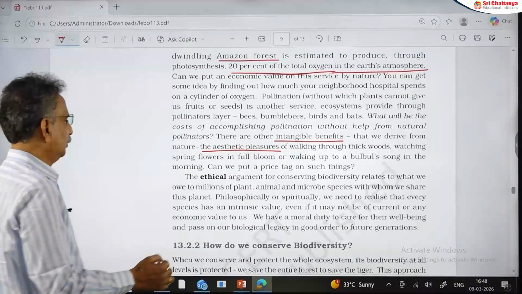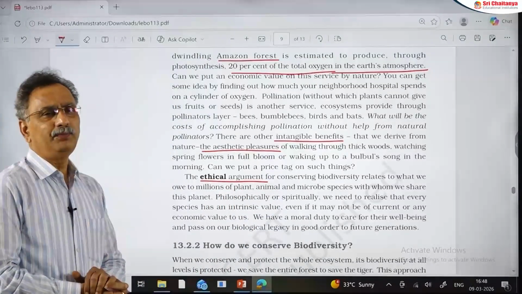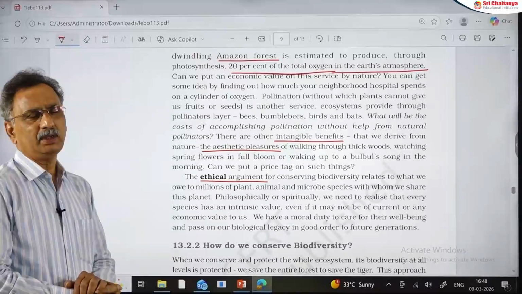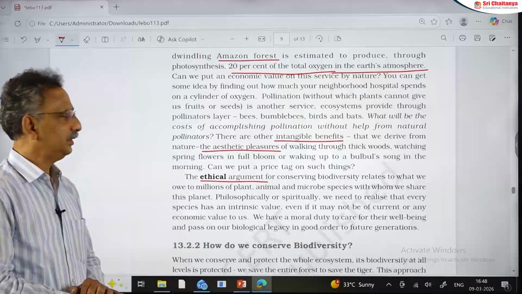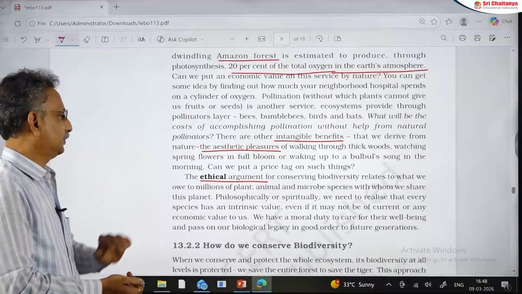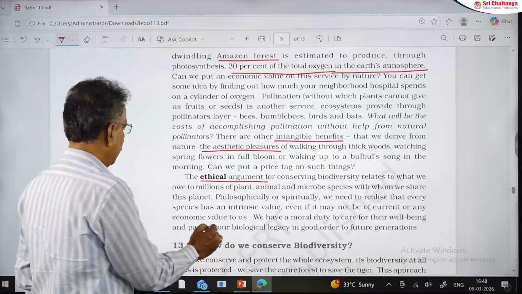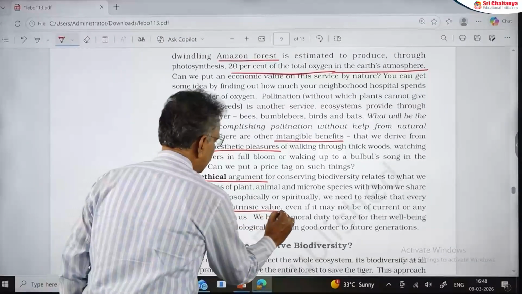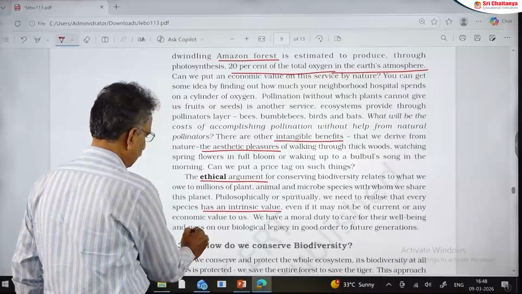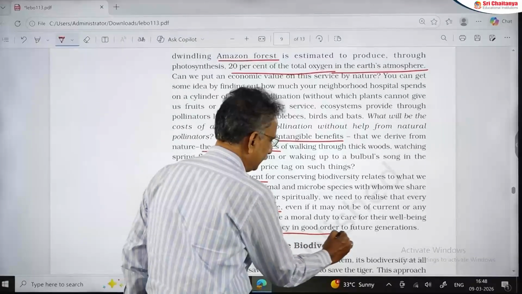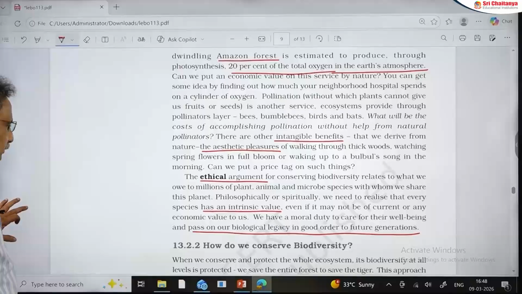And another important one is the ethical argument. Ethical argument means every species has its own role, and that's why every species has a right, just like human beings have the right to survive, so is the case with the other species, right? And every species has an intrinsic value, we have to understand this. And everybody has a role in passing on our biological legacy to future generations. That's the ethical argument from that angle.